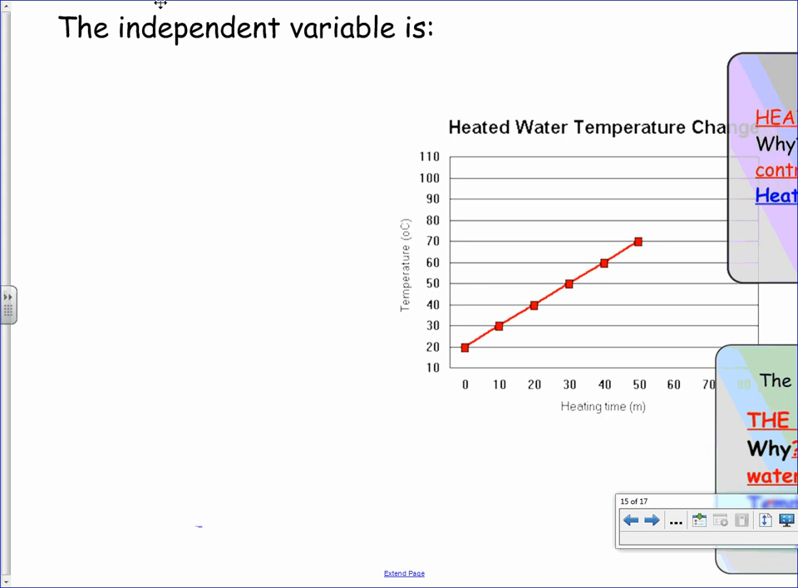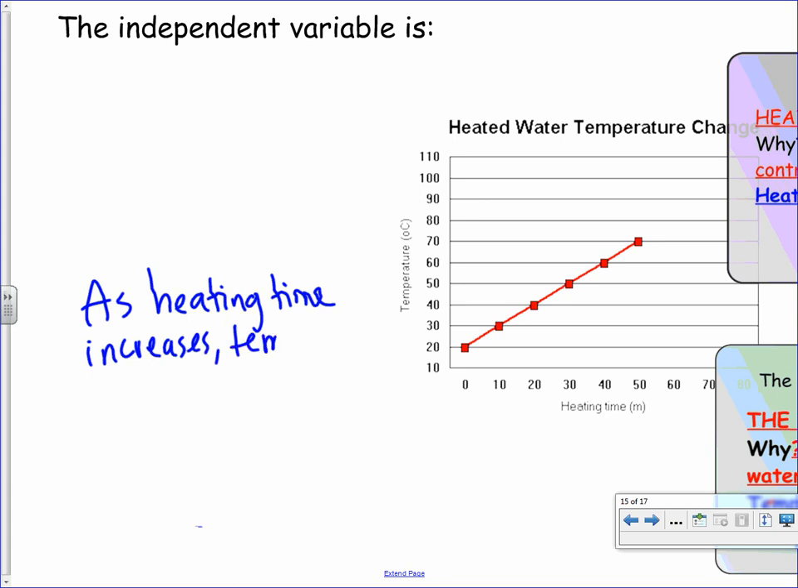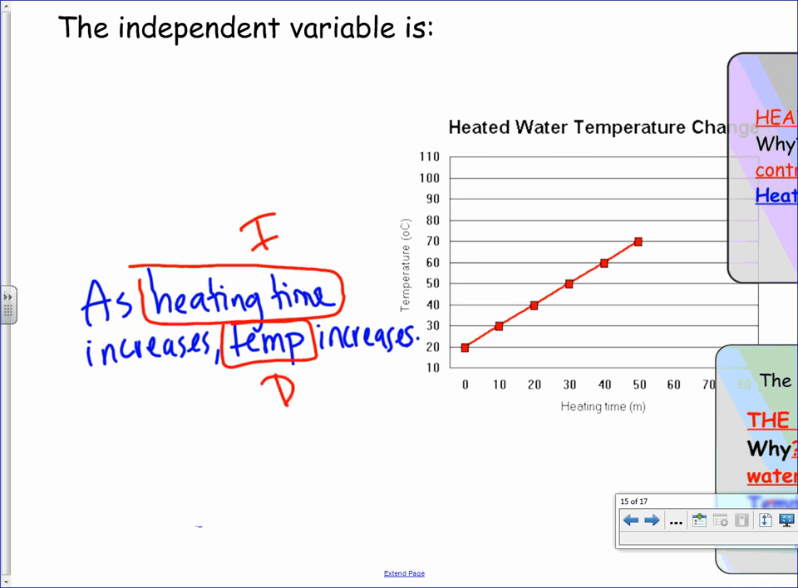Okay, the relationship between the two of them, the relationship. So as heating time increases, the temperature increases. So if you didn't have your relationship sentence filled out, that's it. Heating time and temperature are my two variables. So I'm going to put a box around them. These are my things that change. This one's independent. This one's dependent.